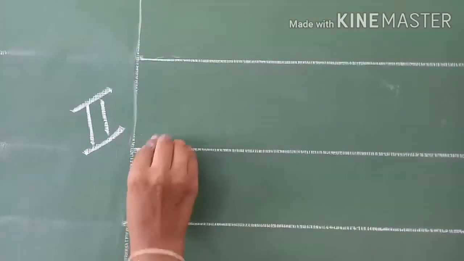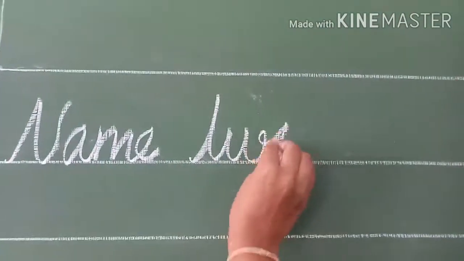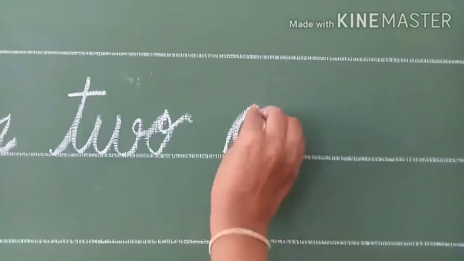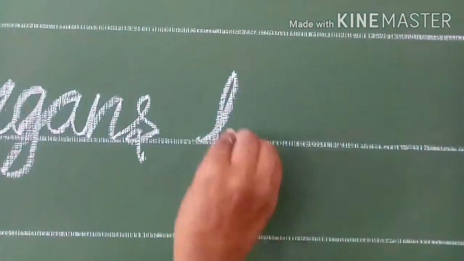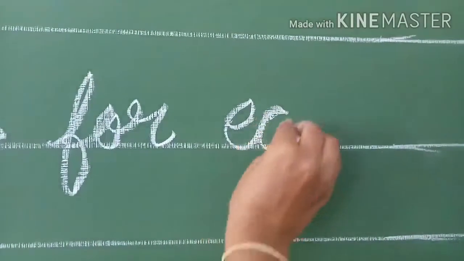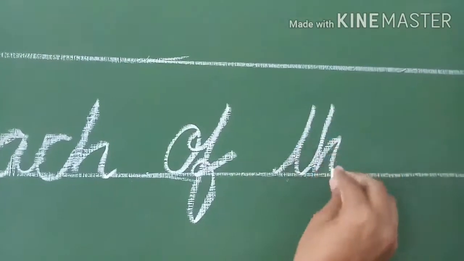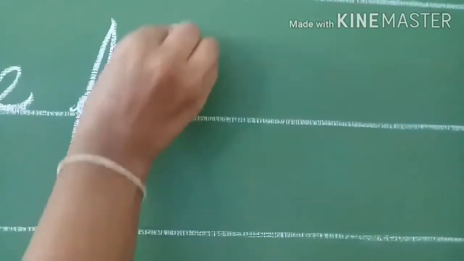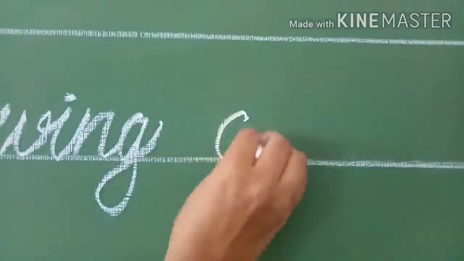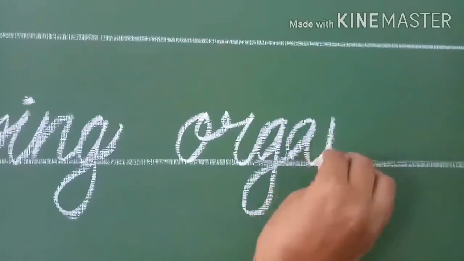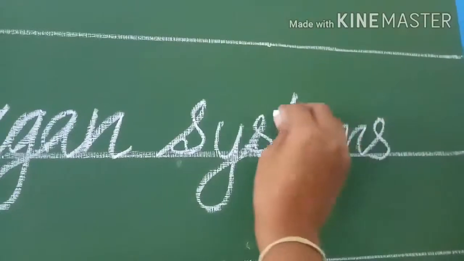Second pattern is: name two organs for each of the following organ systems.